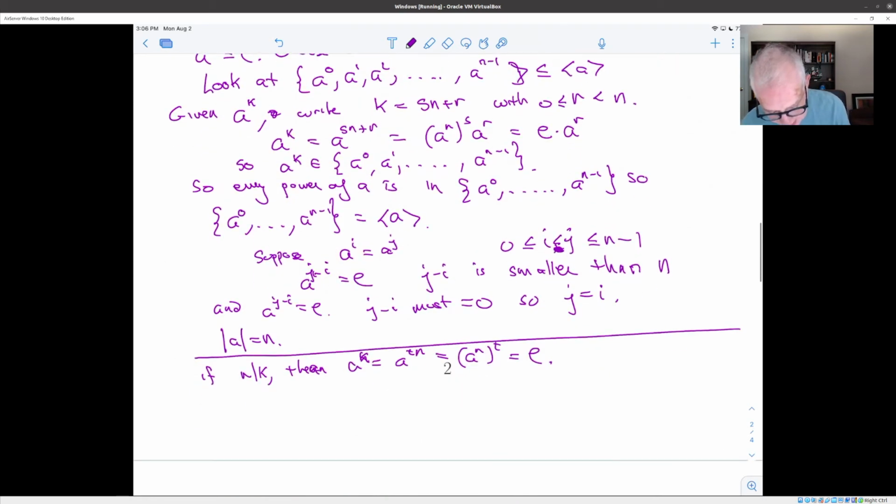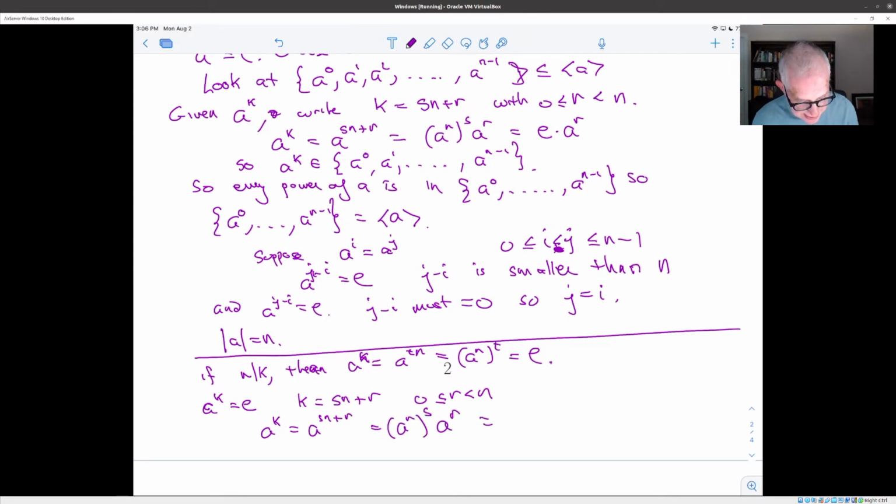And on the other hand, if A to the K is equal to E, then we can write K equals Sn plus R, where R is between 0 and n, and we would get that A to the K is A to the Sn plus R, which is A to the N to the S times A to the R. A to the N is the identity element.